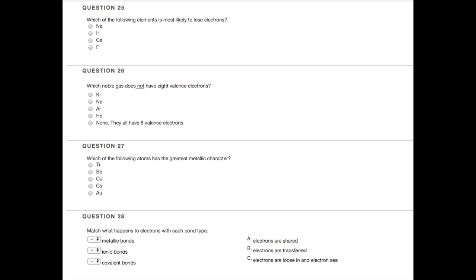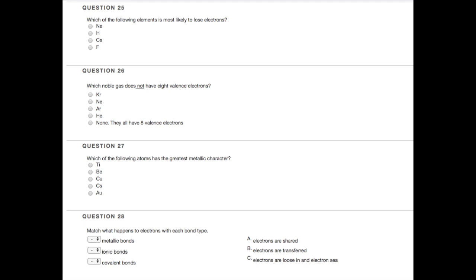Okay, match what happens to electrons with each bond type. So we've got metallic bonds. This is where electrons are loosened and free to move. Ionic bonds, electrons are transferred, and covalent bonds, electrons are shared.